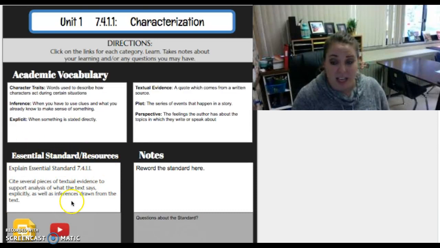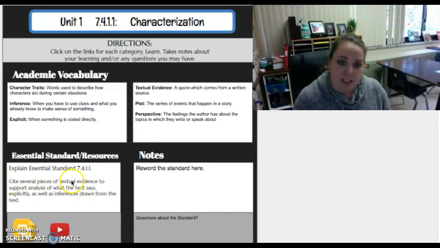The next part of the HyperDoc, and yours might look slightly different than mine, by the way, is this essential standards/resources section, and it says here explain essential standards 7.4.1.1, and so the standard is written underneath. Cite several pieces of textual evidence to support analysis of what the text says explicitly, as well as inferences drawn from the text. All right, your job over here is to reword this standard, to put it into your own words.